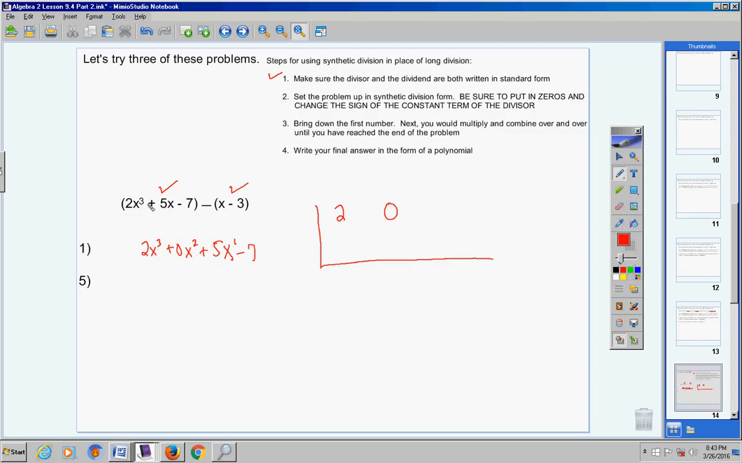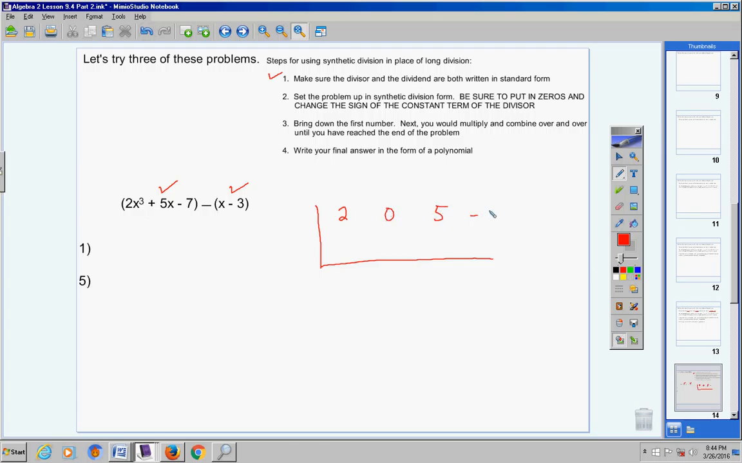If you're missing any terms in your dividend, you must put in zeros. You went from a power of 3 to a power of 1. You're missing a term, so you put a 0 in. So the first thing you do when setting up the problem in synthetic division form is put a box like this. Then you put the coefficients of your dividend going across the top. So a 2, then a 0, then a 5, then a -7.